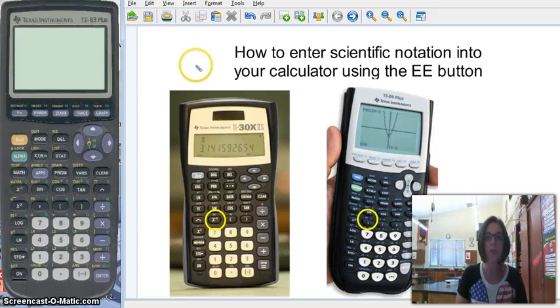In this video, I'm going to show you how to use the EE button to put scientific notation numbers into a scientific calculator. The EE button is the one that I have a little yellow circle around here. It's usually over the 7. On both of these calculators shown, you'll have to hit the second function first and then hit this button so the EE function will be used. In the blue calculators we have in class, though, you won't have to push second. It's the same location, but it's the only purpose of that button.